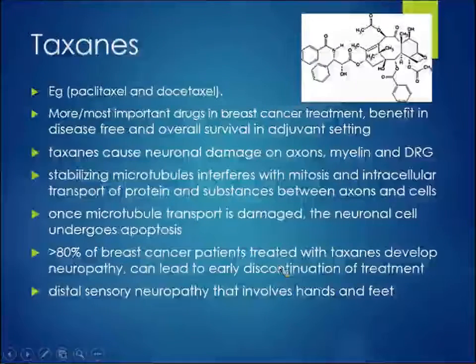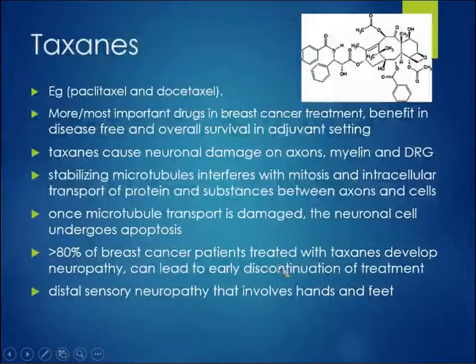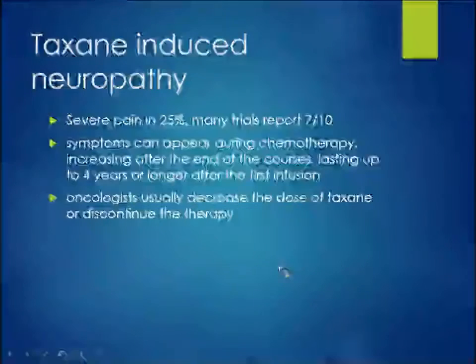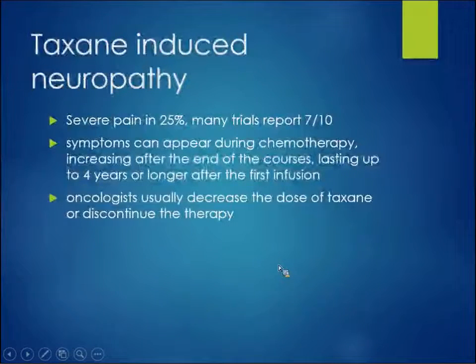And it can impact treatment as well, not just the neuropathy impacting their lives from there on out, but also whether or not they continue that treatment. Most commonly with the taxanes, we see a distal sensory neuropathy involving the hands and the feet. And these are difficult to sort out from other causes of neuropathy. Pain is very severe in about 25% of individuals that develop the neuropathy.